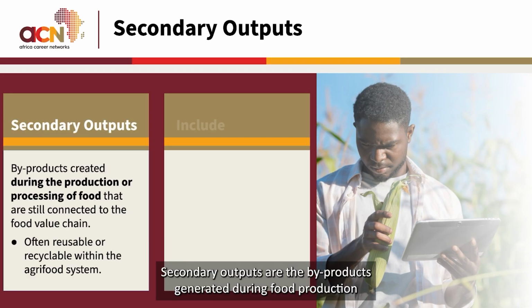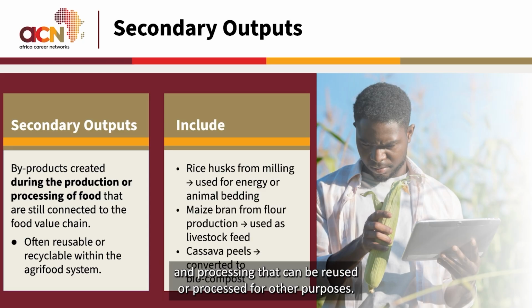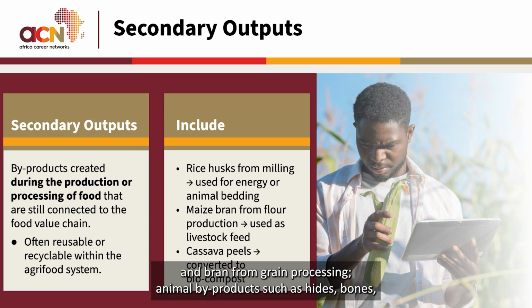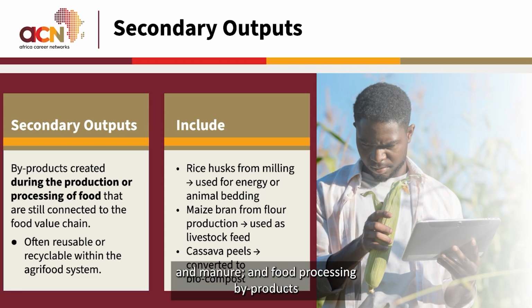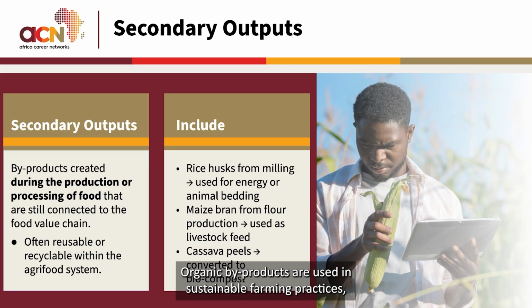Secondary outputs are the byproducts generated during food production and processing that can be reused or processed for other purposes. They include crop residues such as straw, husks, and bran from grain processing, animal byproducts such as hides, bones, and manure, food processing byproducts such as whey from cheese production, fruit peels, or pulp from juice extraction. Crop residues and food processing byproducts are often repurposed as feed for livestock. Organic byproducts are used in sustainable farming practices, and some are converted into biogas or biofuels for energy production.